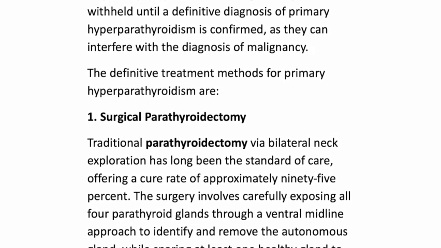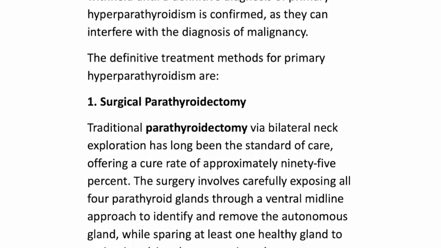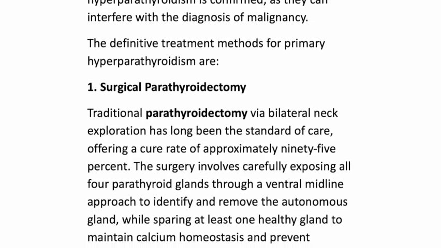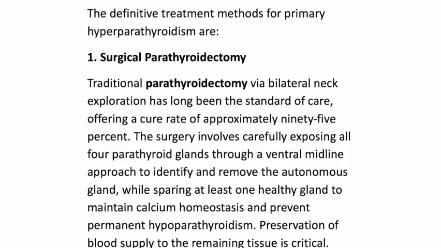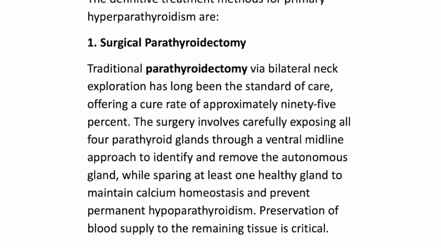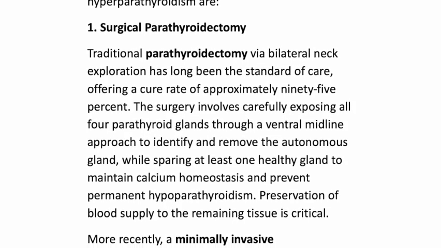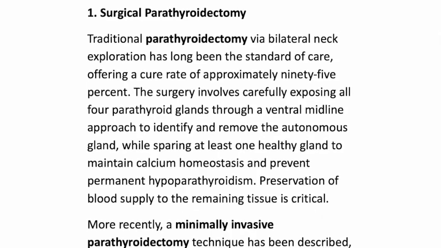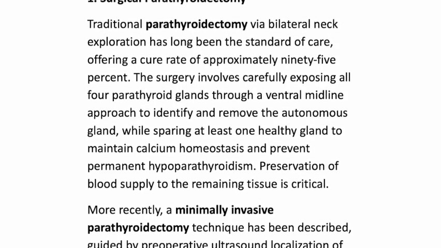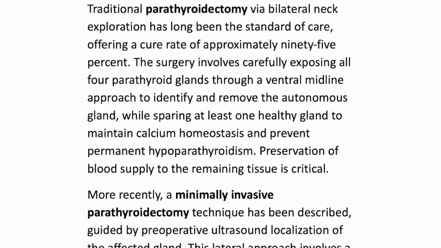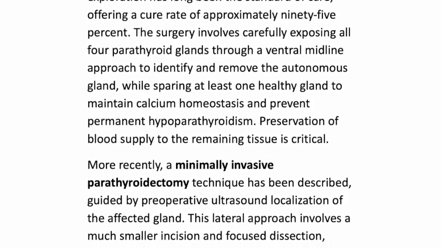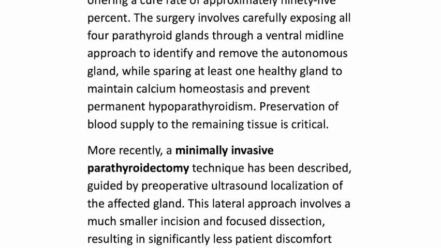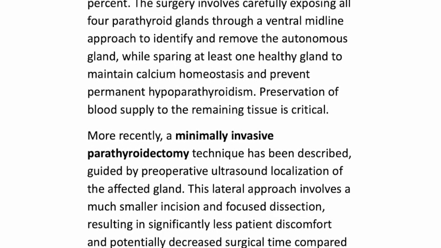Surgical parathyroidectomy. Traditional parathyroidectomy via bilateral neck exploration has long been the standard of care, offering a cure rate of approximately 95%. The surgery involves carefully exposing all 4 parathyroid glands through a ventral midline approach to identify and remove the autonomous gland, while sparing at least one healthy gland to maintain calcium homeostasis and prevent permanent hypoparathyroidism. Preservation of blood supply to the remaining tissue is critical.